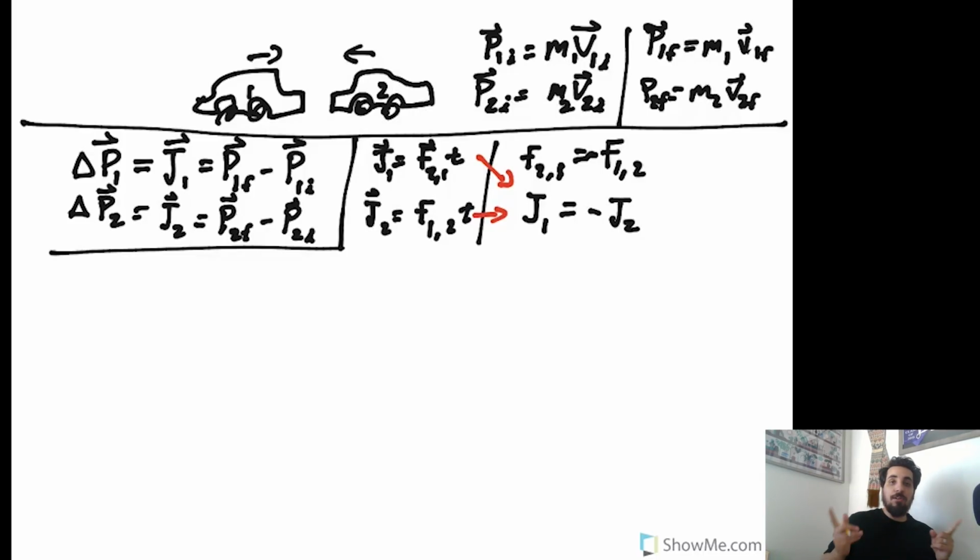Since they have equal and opposite forces, they have equal and opposite impulses. The time is the same for both. That's just the time that the two cars are in contact, so that t is the same. The impulses are equal and opposite in direction.